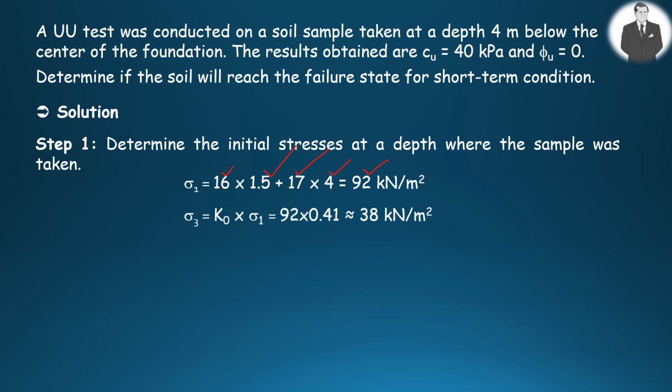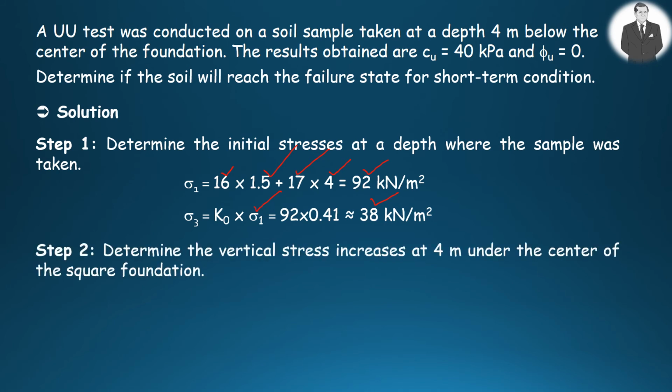And the minor principal stress, which is sigma 3, is a function of major principal stress, obtained by multiplying major principal stress by K0. K0 is the coefficient of lateral earth pressure at rest. In this way, the minor principal stress can be obtained as 38 kilonewton per square meter.